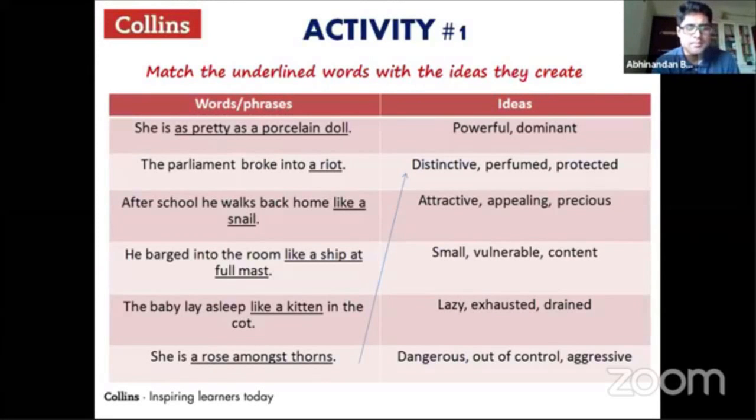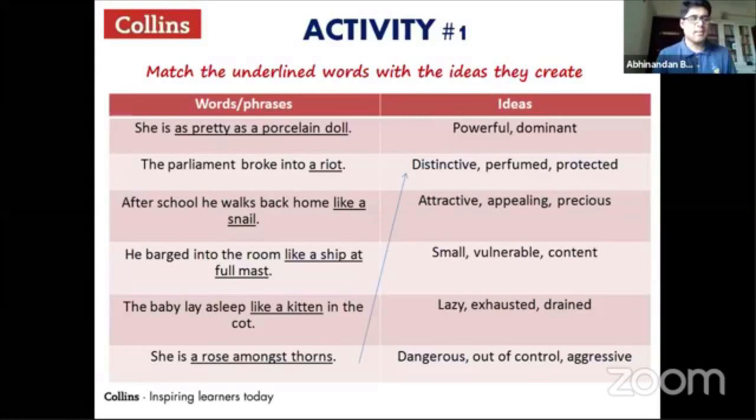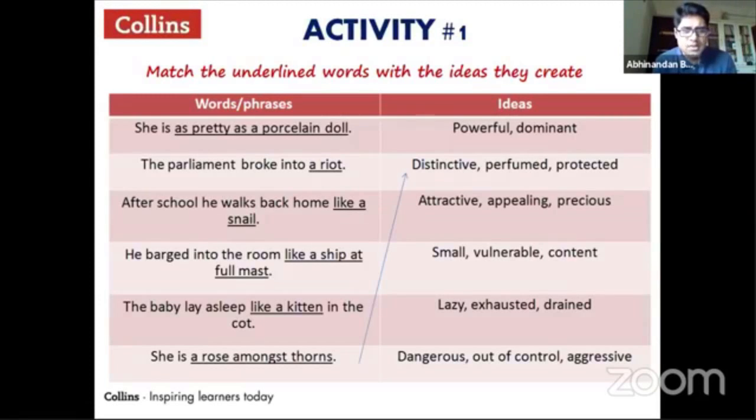The fourth one, 4-1. Absolutely correct. Like a ship at full mast. It's like powerful, dominant. Yeah, that's a simile. And the fifth one, like a kitten. 5-4. Correct. Like a kitten and the baby.